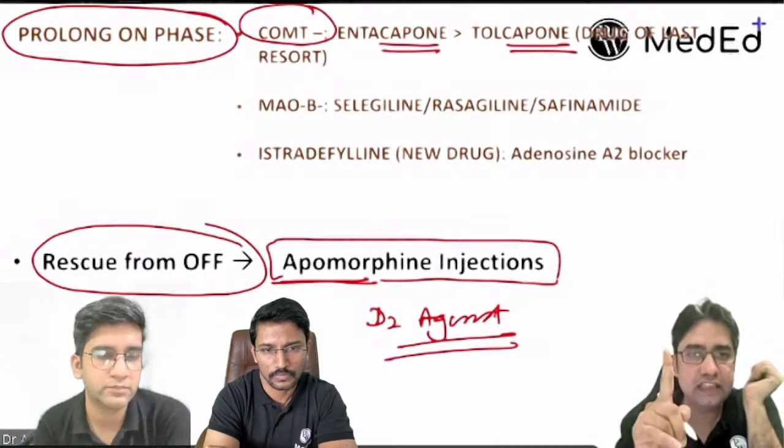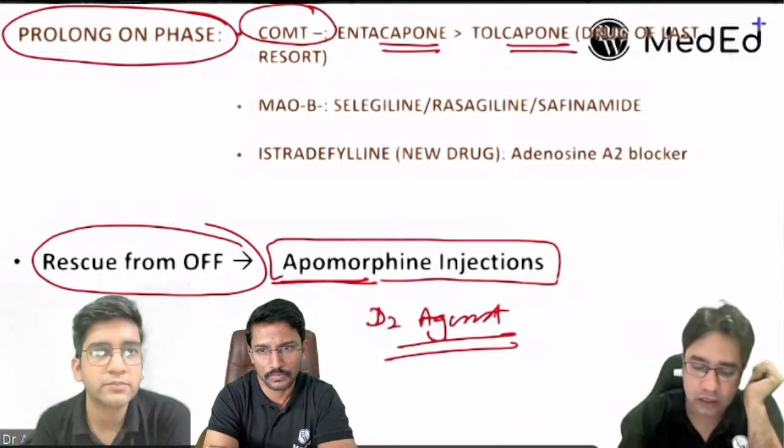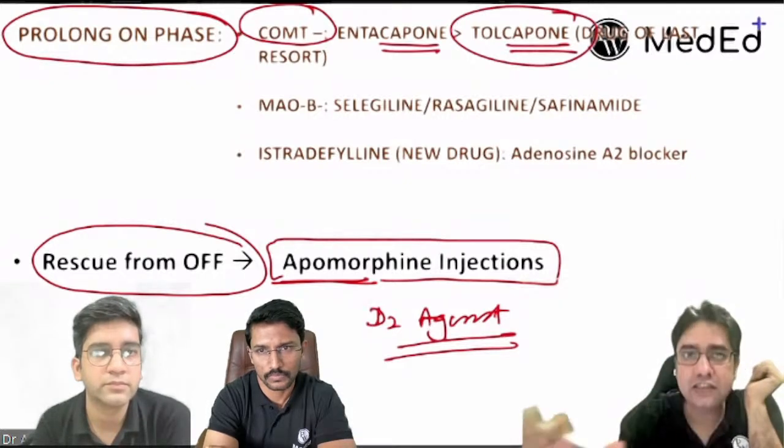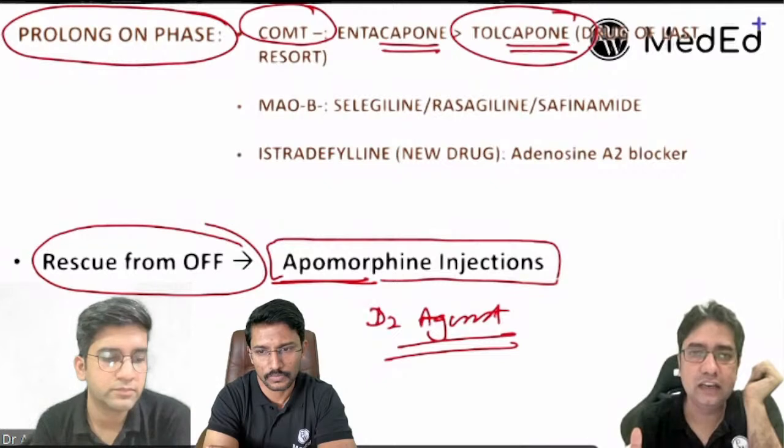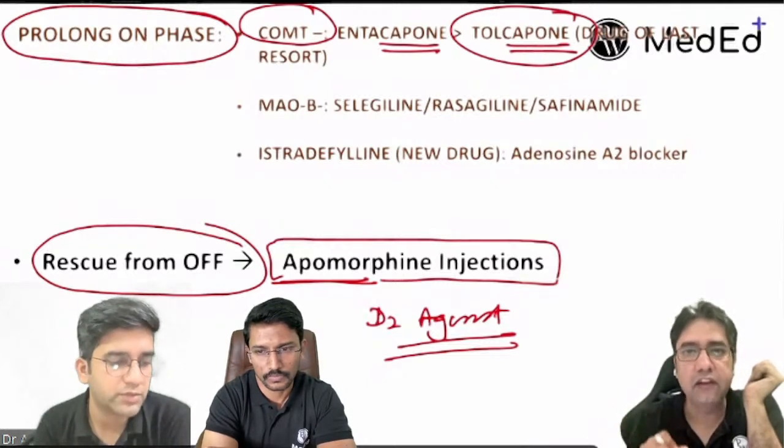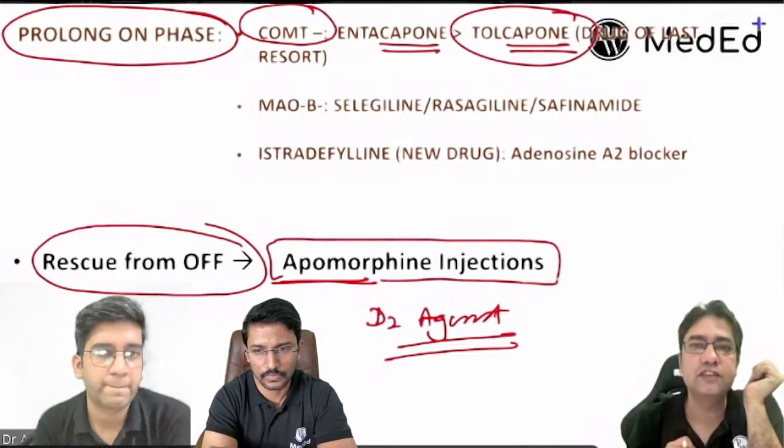The first drug you will start is anticholinergic, but tolcapone you will give as a last resort when no other option is there, because tolcapone is a drug of last resort. It is a highly hepatotoxic drug.